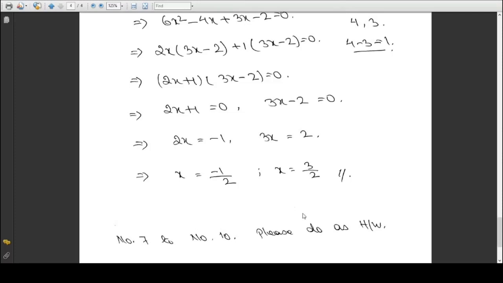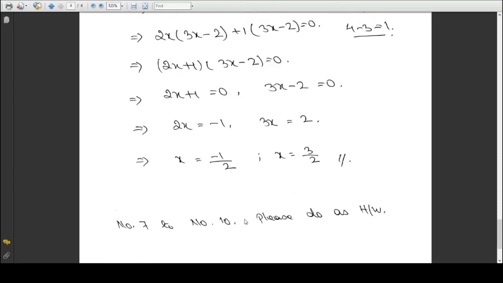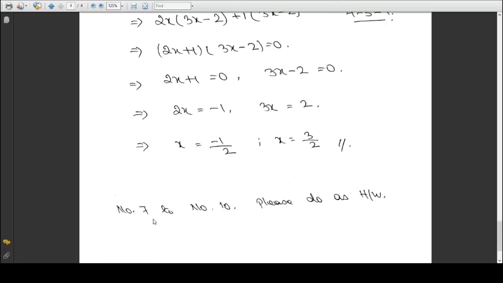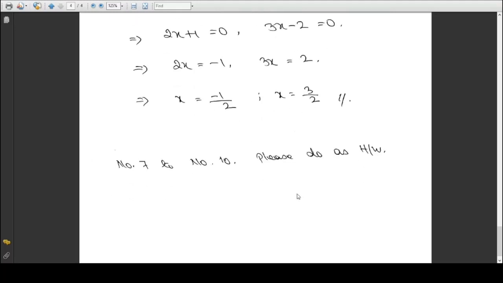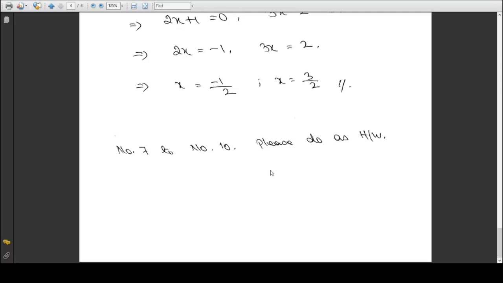Okay, now if you try to do number 7, 8, 9, 10, because it's almost similar to this one, it will not be so hard for you to solve. You please try by yourself to do as homework. And for this part, we'll stop here, and we'll continue again in the next part, that is part 10.